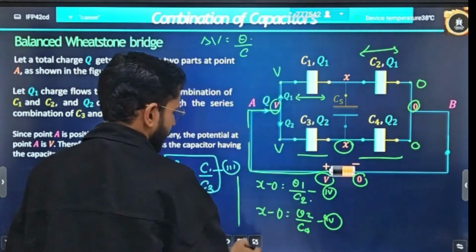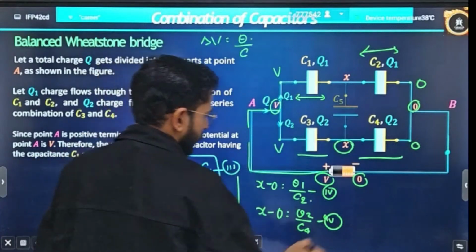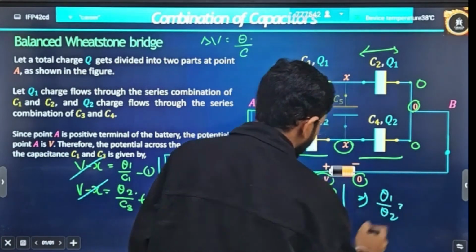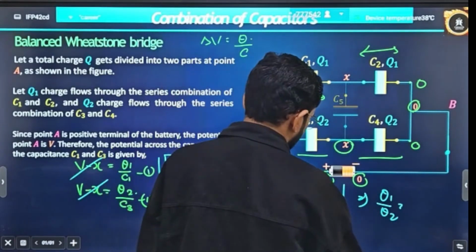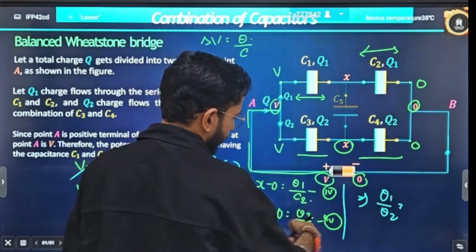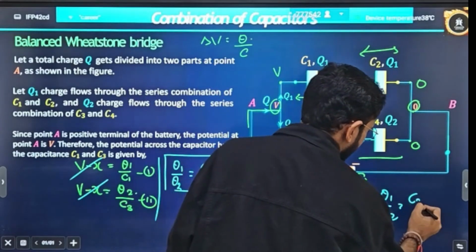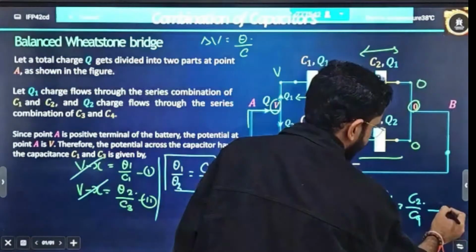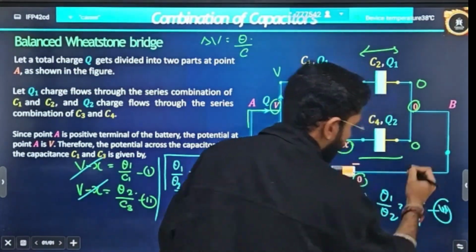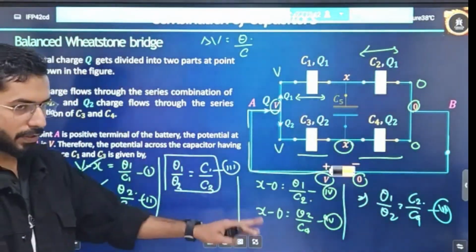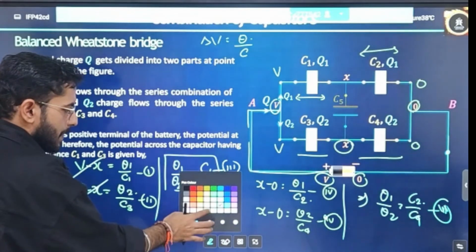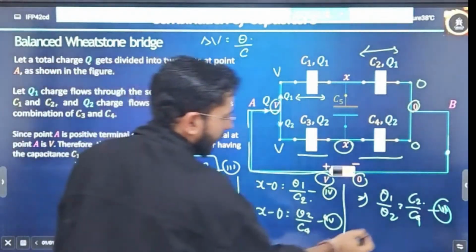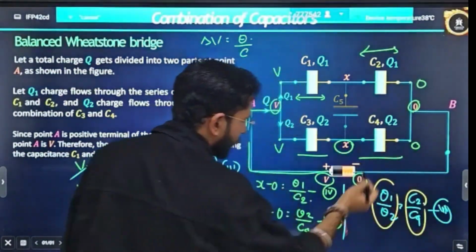Now take the ratio again. Take the ratio for both of these. Again what I will say, Q1 by Q2 is equal to, here what we will say, this is going to be C2 by C4, and it will be equal to C2 by C4. This is, let's suppose, equation 6. Now check equation 3 and equation 6. What will you be getting? Q1 by Q2 is equal to C1 by C3, and again here Q1 by Q2 is equal to C2 by C4.